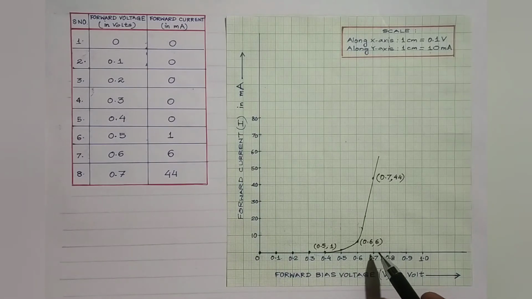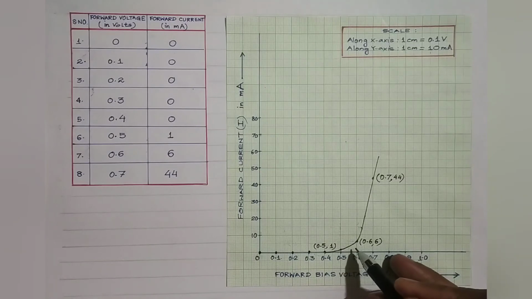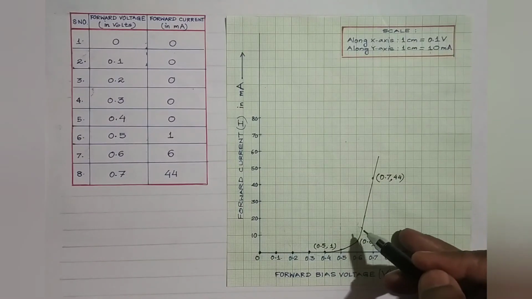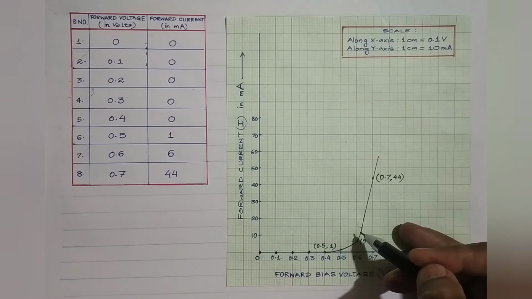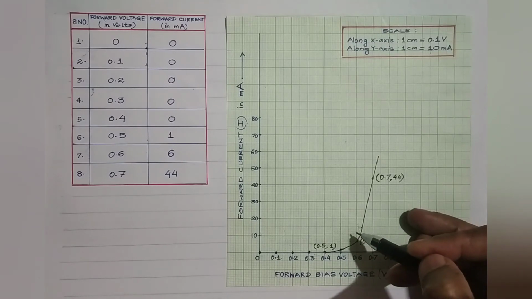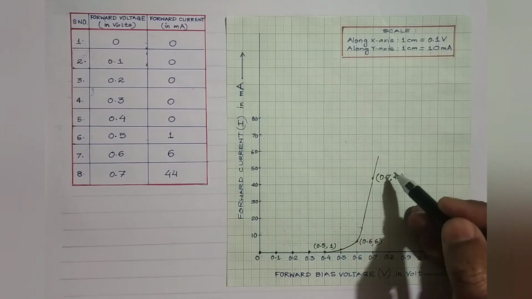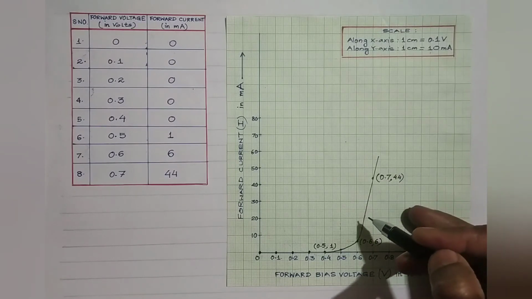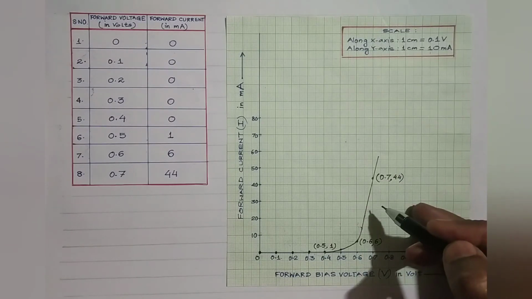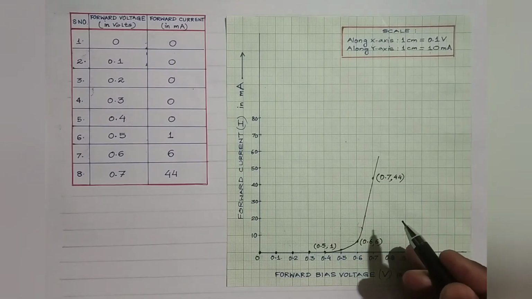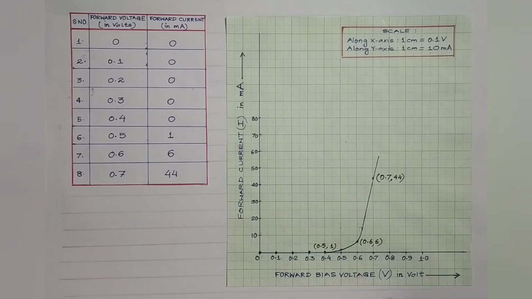And once the applied voltage overcomes the potential barrier, or once the applied voltage is greater than that of the potential barrier, then the current increases. And as the forward voltage is increased, the current increases almost linearly, right? But current increases linearly only when the forward bias becomes greater than that of the potential barrier.